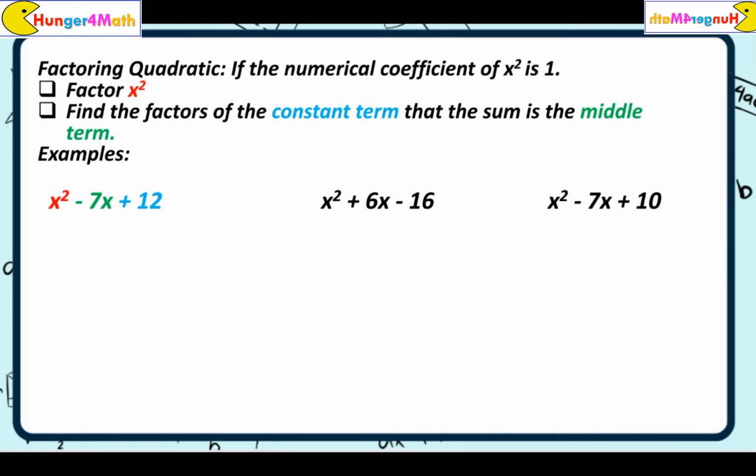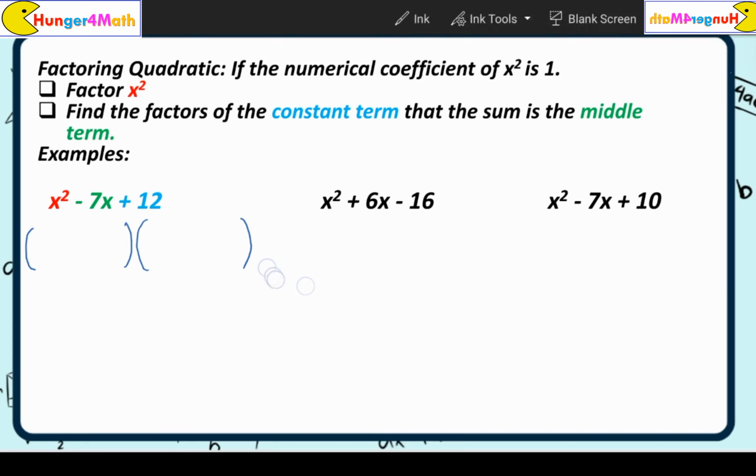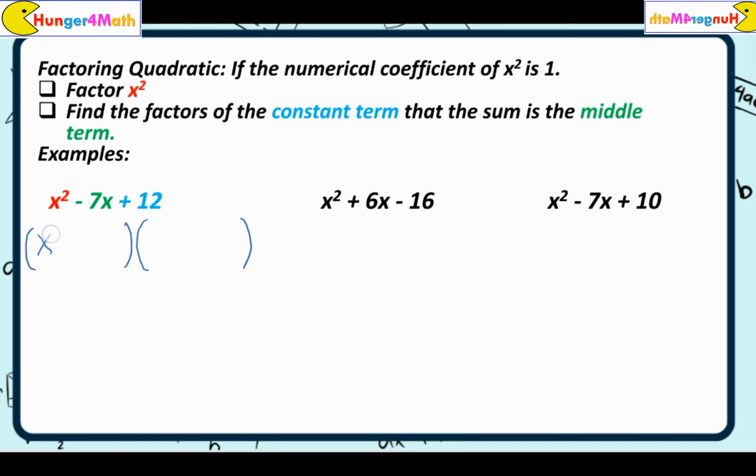Next set of example for factoring quadratic if the numerical coefficient of x squared is 1. You may pause the video so that you can try it by yourself. Now let's begin. So we have x squared minus 7x plus 12. So we need two parentheses and then factor the first term, which is the x squared, and that is x times x. So we have to put x on both sides of the parentheses.